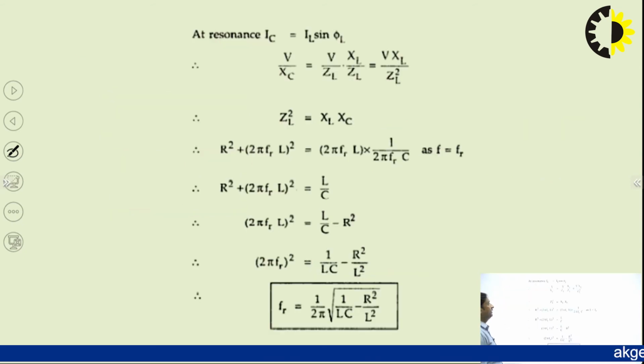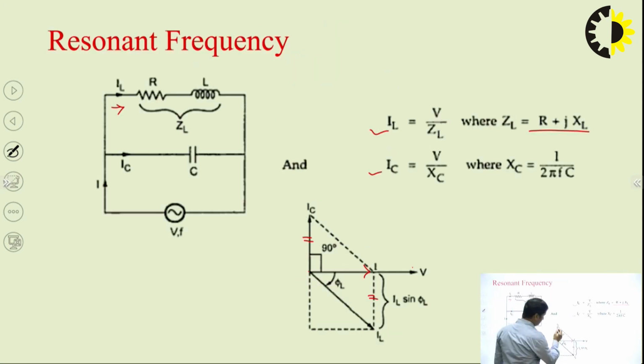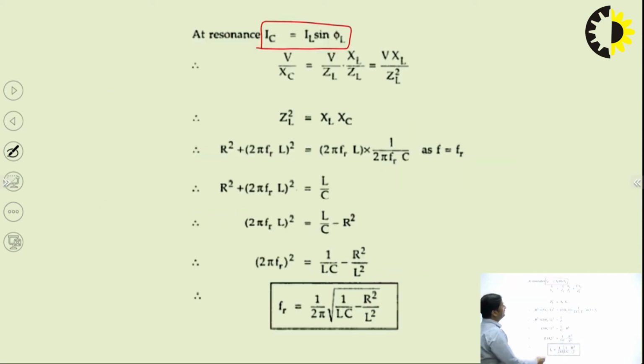At resonance, we know that IC is equal to IL sin phi. This came from here. So this IC is equal to IL sin phi. These both are equal at resonance. This is nothing but the reactive component. This is the active component of the current. This is the reactive component of the current, IL sin phi. Now this is equal to this.